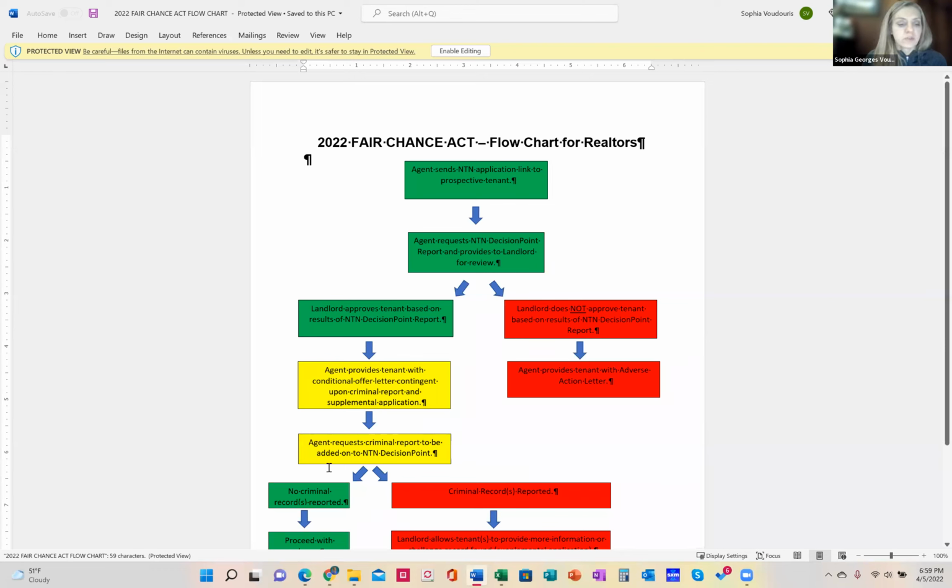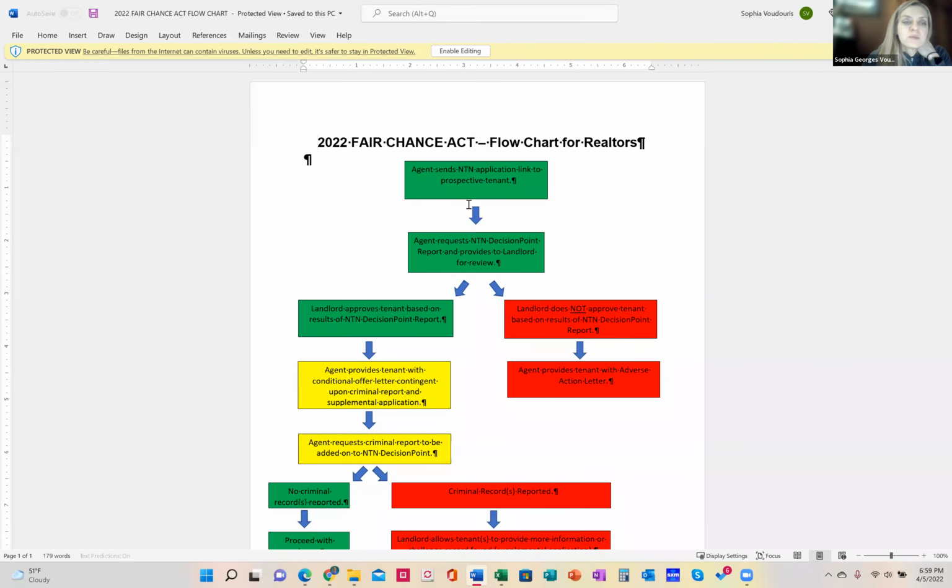All right, this is the flow chart of how pretty much the procedure works. So the agent sends an NTN application link to the tenant. So there's a website that they're going to go to. And then the agent requests the decision. After they get notice that they went to the website and completed the NTN questionnaire, they're going to notify the agent. Then the agent's going to request from NTN the decision point report.